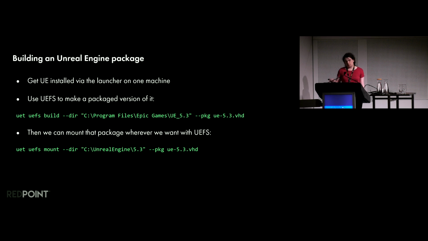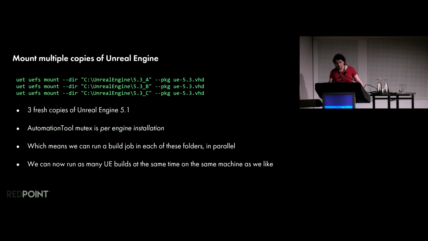And then we can mount that package wherever we want with UEFS using the mount command. So in this case, we would get Unreal Engine 5.3 at that directory path. And we can mount the same package multiple times. So in this case, we get 3 fresh copies of Unreal Engine 5.3, but because the automation tool mutex is per engine installation, it means we can run a build job in each of these folders in parallel on the same build machine, and we no longer have to worry about the automation mutex preventing us from doing as much work as possible on each machine.